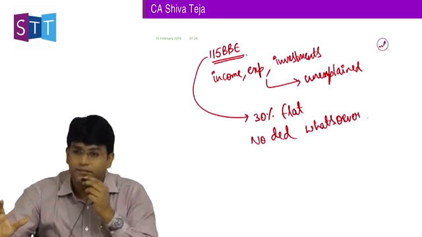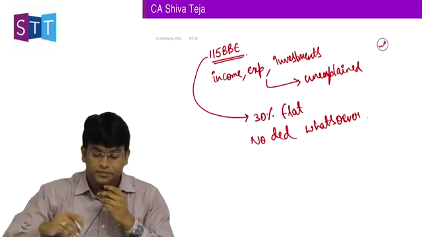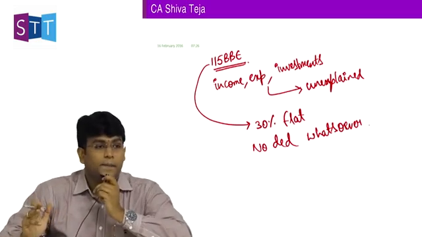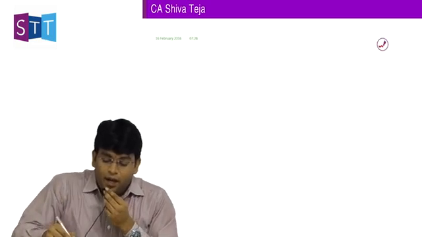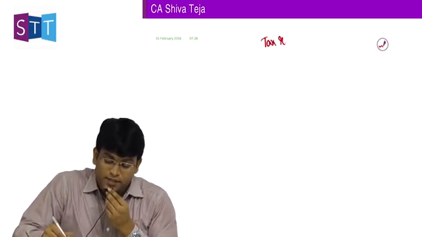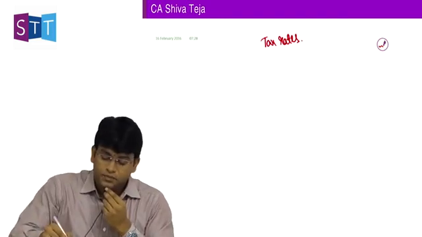Clear with this? Everyone? Done? Sure. Now we have two or three more tax rates, sir, which we have to learn. Let's look at those.